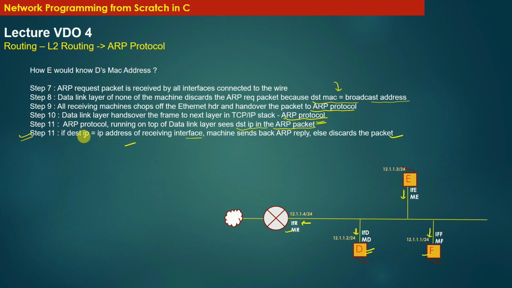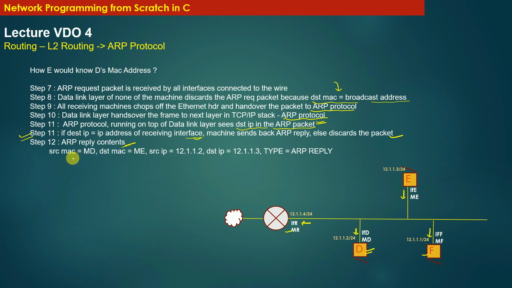because the destination IP address specified in the ARP request message header is not equal to the IP address of the receiving interface. So the condition of step 11 is true only in the case of machine D. So it is machine D which replies back with the ARP reply. So what are the contents of the ARP reply message?